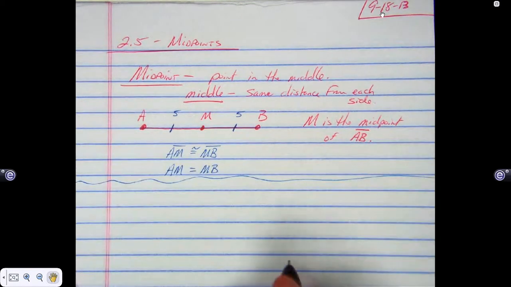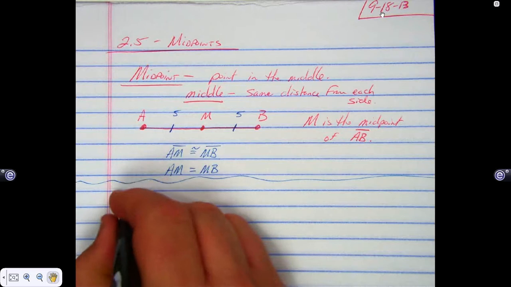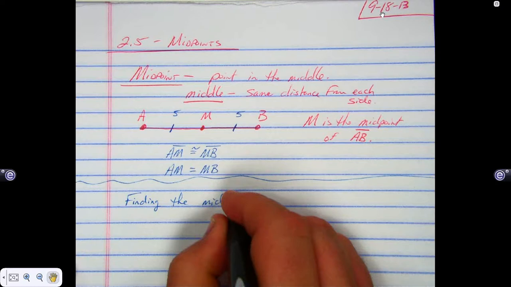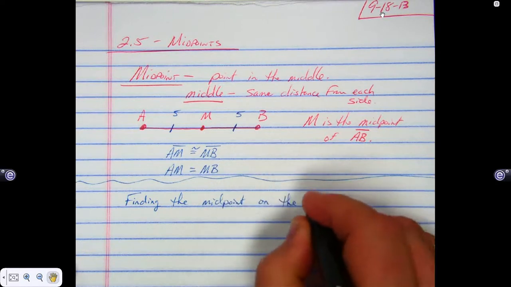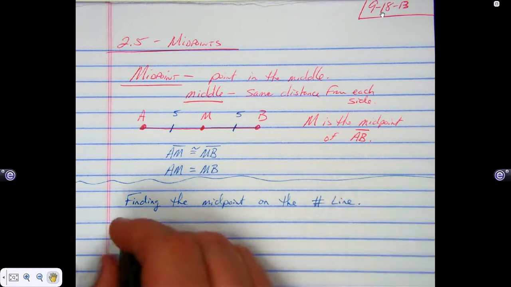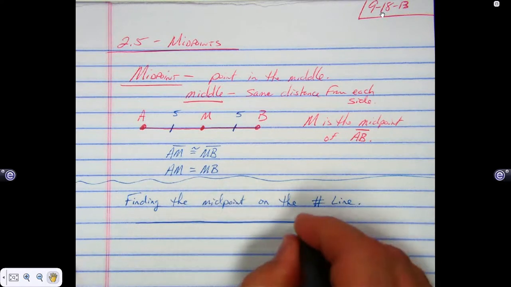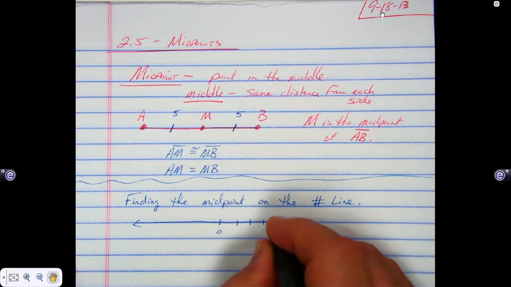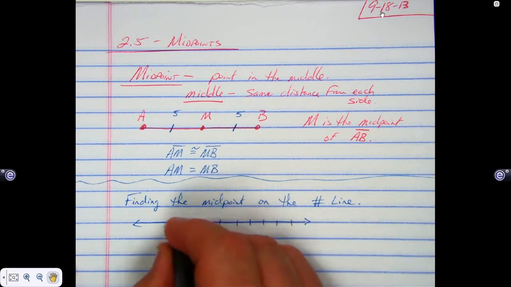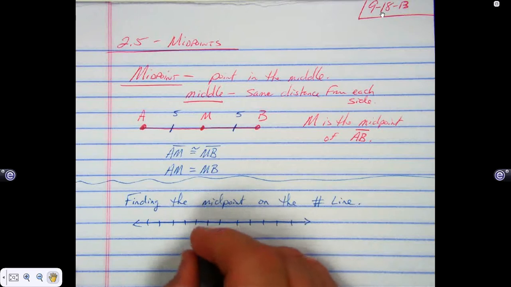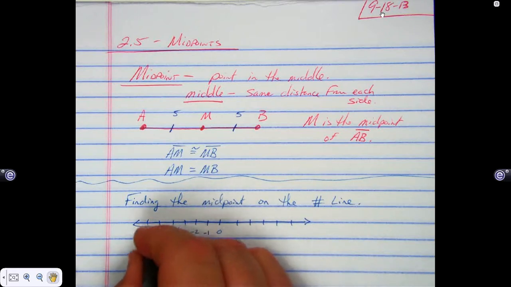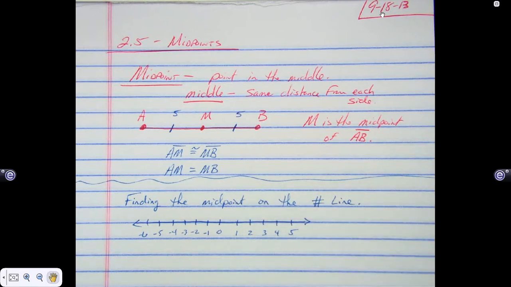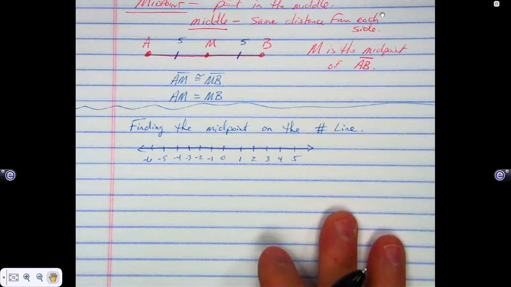So now we understand the concept of what midpoint is. Now we're going to talk about finding the midpoint on the number line. What's a number line look like? Line with numbers. Looks like that. That's a number line, is it not? Yep.